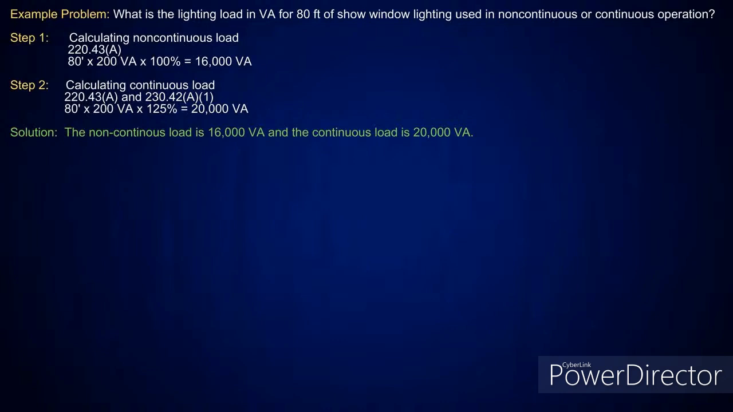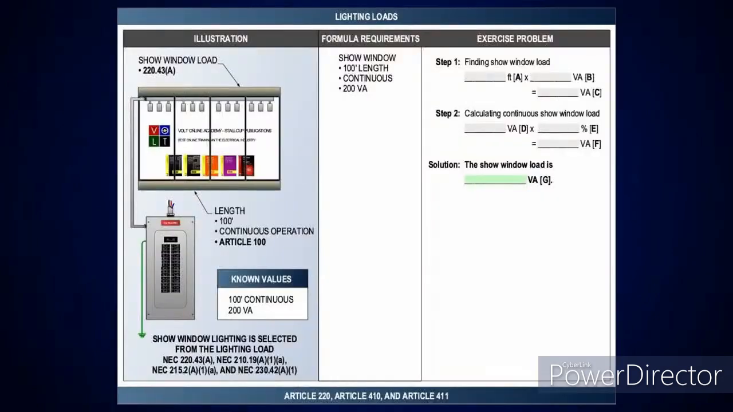Very simple. All you need to know is stay in Article 220 when you're doing these calculations to get your multipliers here. And for show window, it'll tell you to take it at 200 VA. All right. And here we've got 100 foot of continuous, 100 foot times what? 200 VA. Then if you got continuous, take it at what? 125%. This should be a very, very simple exercise problem.